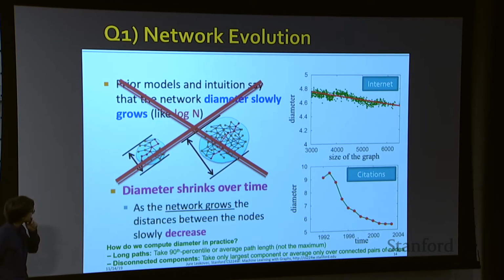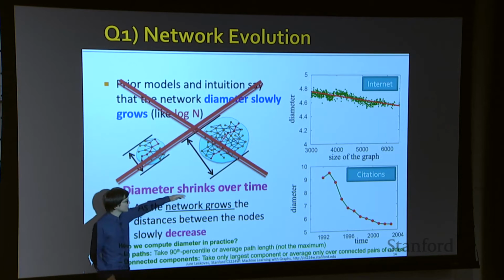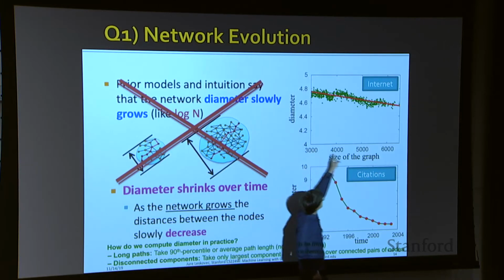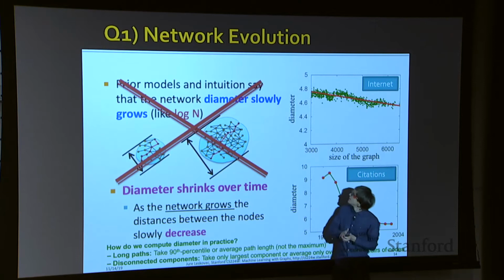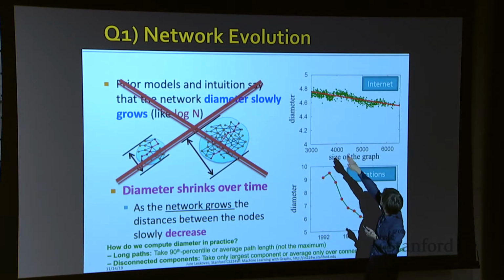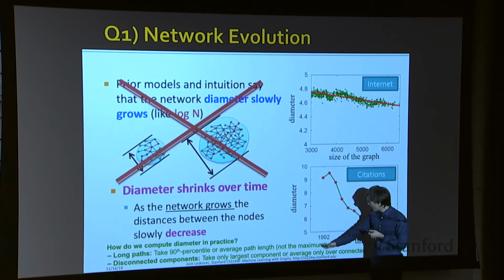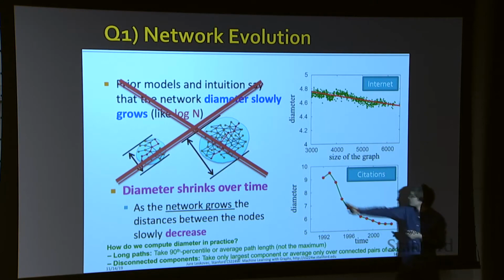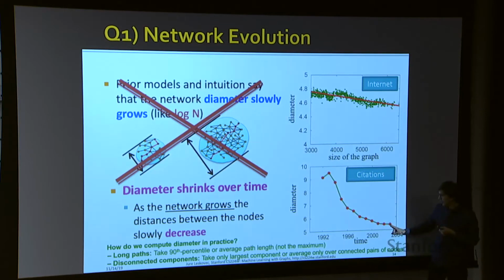So what's the observation? The observation is that the diameter shrinks over time. Even though the network size doubles, the diameter goes, here, from 4.8 to 4.6. And here, this is the arXiv citation network over, I think, 16 years or more. It goes from 10 down to about 5.